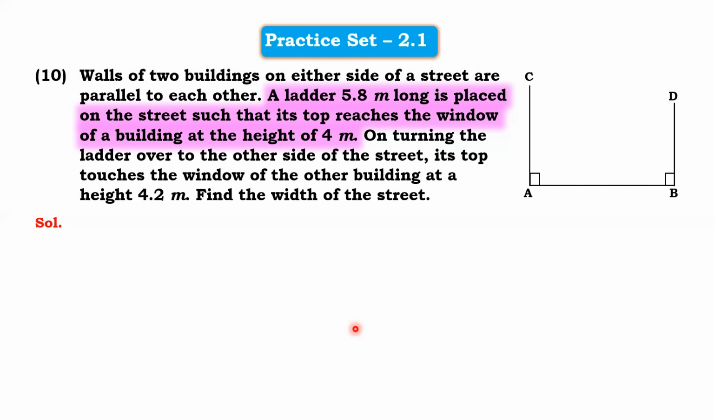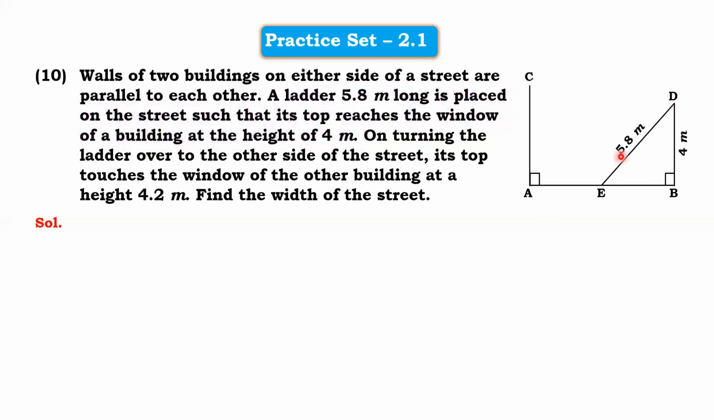So a ladder is leaning across the first building, and that ladder is reaching the window of the building at a height of 4 meters. So let us say BD is of 4 meters. That means we say D is resembling the position of the window. So D is a window. So the window is at a height of 4 meters from the ground, right? And how much is the length of the ladder? Ladder is 5.8 meters long.